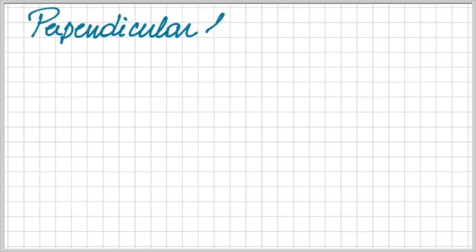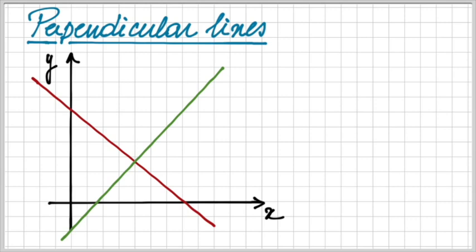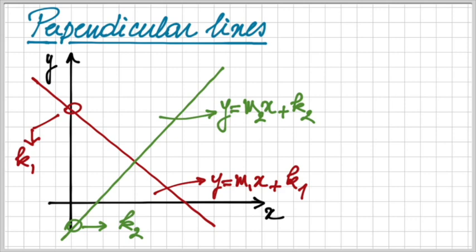The last remaining example are the perpendicular lines, and now we're going again to the x and y system, and we have now the red and the green line, which are perpendicular. The equations are, for the red line, y is m1x plus k1. We have the y-intercept k1. For the green line, we have the equation y is m2x plus k2 with the y-intercept k2. And when we look at those, the angle between those two lines is 90 degrees. It means that they are perpendicular to each other.